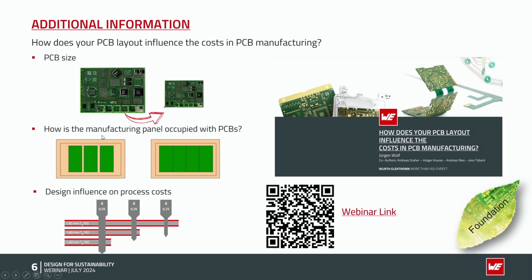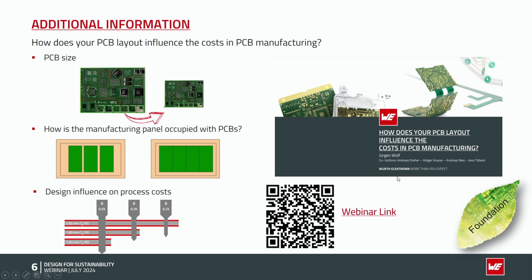How is the panel in our production? We have pretty big production panels. How occupied is it with PCBs? Can you put, for example, 3 boards or 4 boards on a panel, which has a 1/4 resource saving here, and also, of course, in costs.